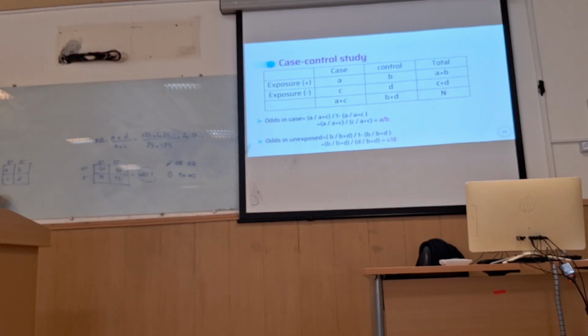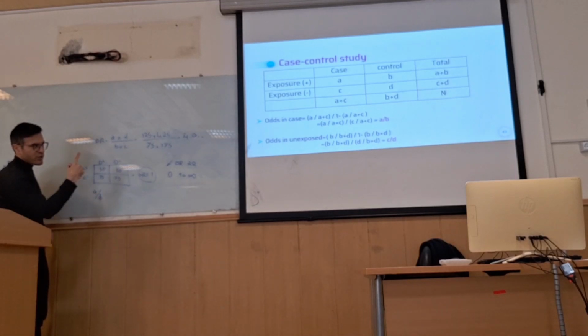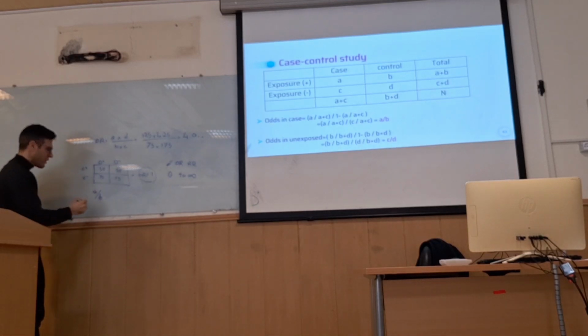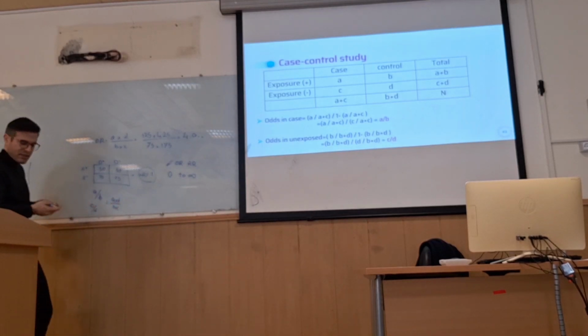Odds ratio. A, B, okay? It's clear? Because in case control, odds in case A and odds in control C. It's clear, it's a calculation.